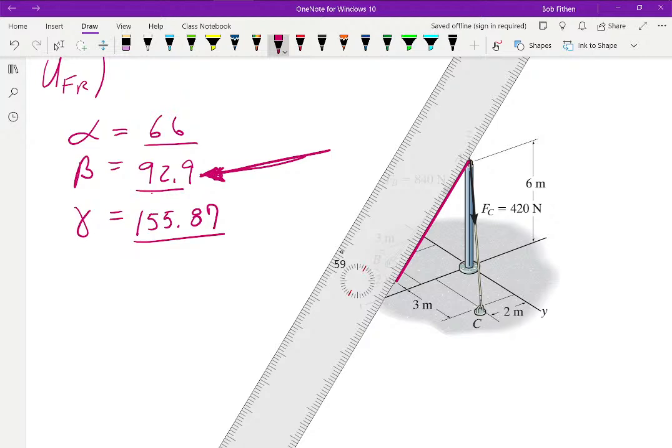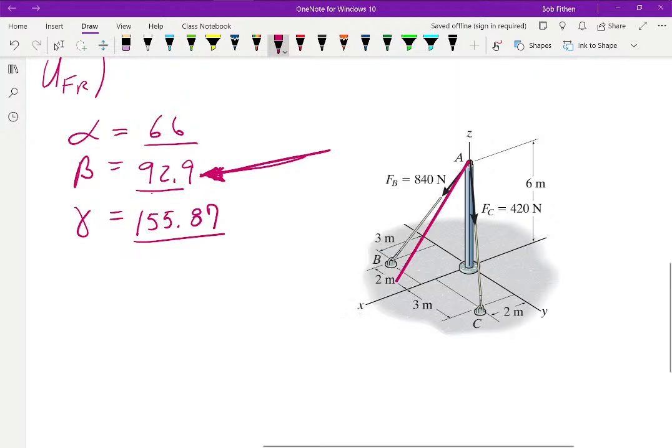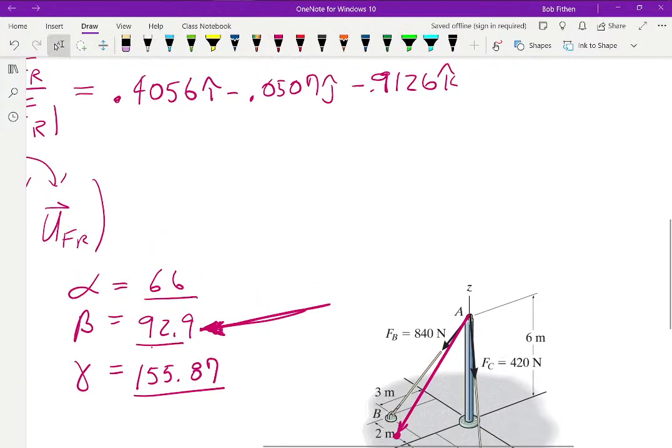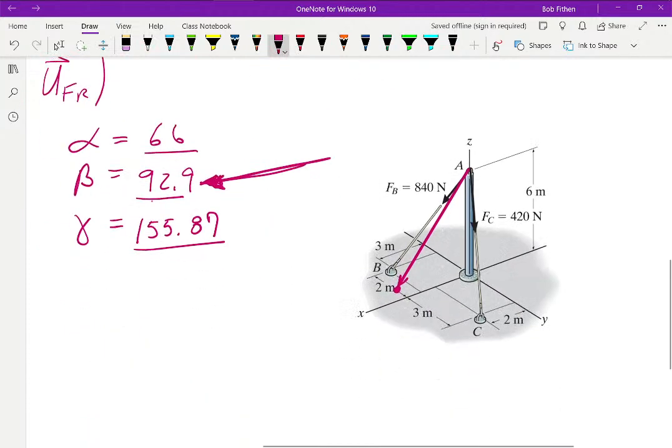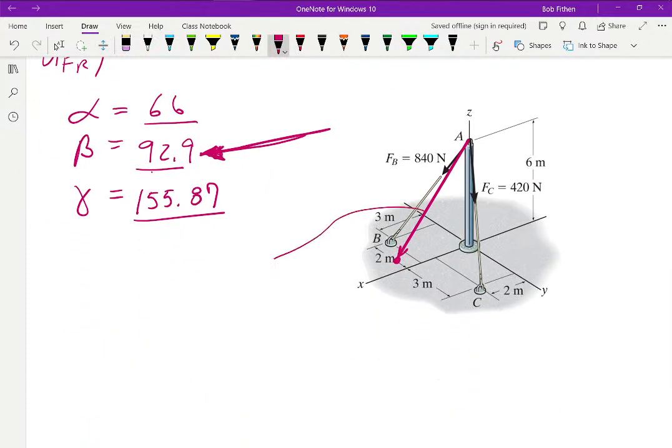Imagine, if you will, that this vector passes through this plane like this. And of course, its strength of pull is 1183. So the force resultant is about 1183 and change.